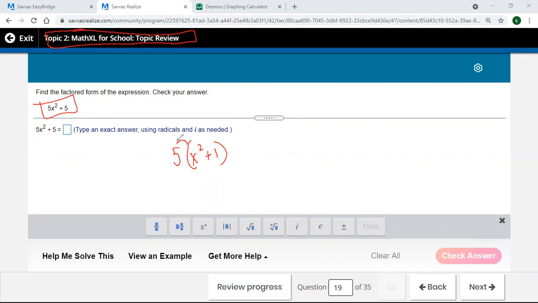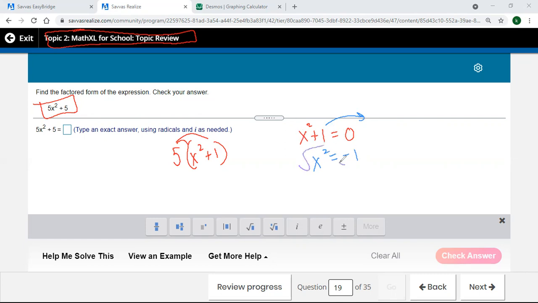So if this 5 were multiplied back in, that'd be 5x squared. But the question is, how do you factor the x squared plus 1? Or in other words, if I set it equal to 0, what would the solutions be? And then we'll rewrite that in the factored form. So if I subtracted this 1 to the other side, I'd have x squared equals -1, or subtracted 1 on both sides is probably the more accurate way to describe that.